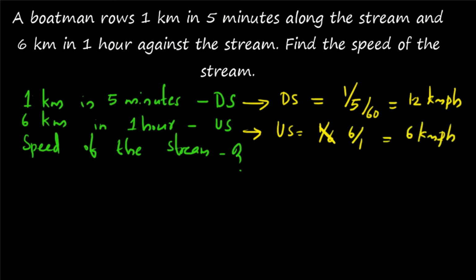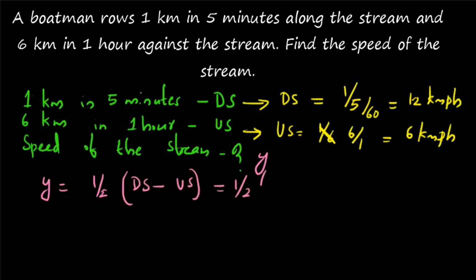Now you have to find out the speed of the stream. Let the speed of the stream be y. So y will be equal to half into downstream speed minus upstream speed, which gives you half into 12 minus 6, which is equal to 6 by 2, that is 3 kilometer per hour. So 3 kilometer per hour is the speed of the stream.